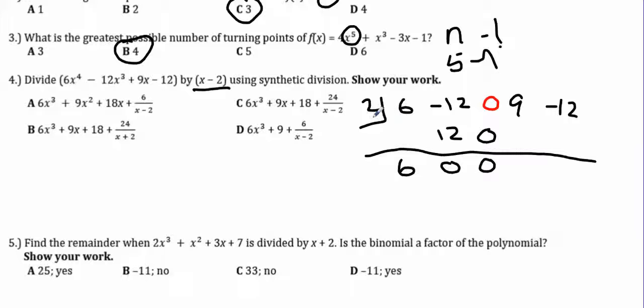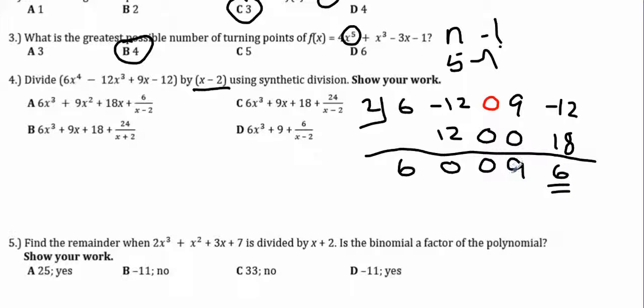Then we multiply. 2 times 0 is, no, 2 times 0 is 0. And then we add. 9 plus 0 is 9. Then we multiply. 2 times 9 is 18. Then we add, and we get 6. 6 right there, that is my remainder.